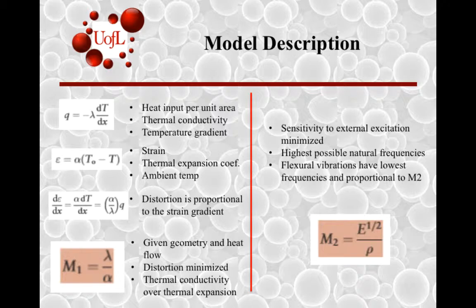The second material index would be the sensitivity to external excitation. We need to minimize that. It's basically saying we need to minimize the amount of internal vibrations. The highest possible natural frequencies are what we're going to be looking for, and then flexible vibrations have the lowest frequencies and are proportional to our second material index.